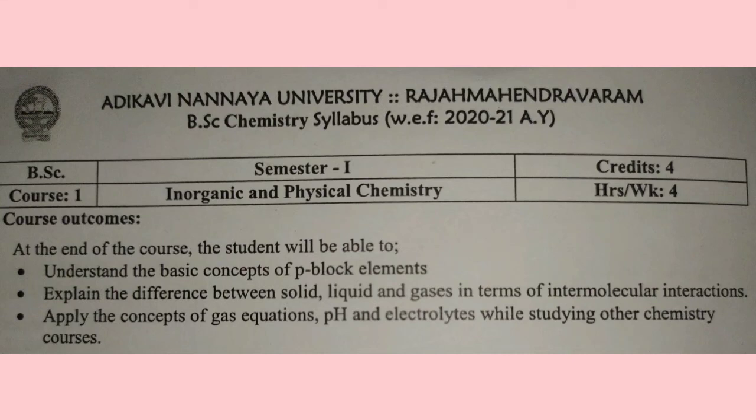Hi dear students, in this session we have to discuss our chemistry syllabus for semester 1. Here we have two main parts, inorganic and physical chemistry. We have a total of 5 units in the first semester. Let's see what units we have.